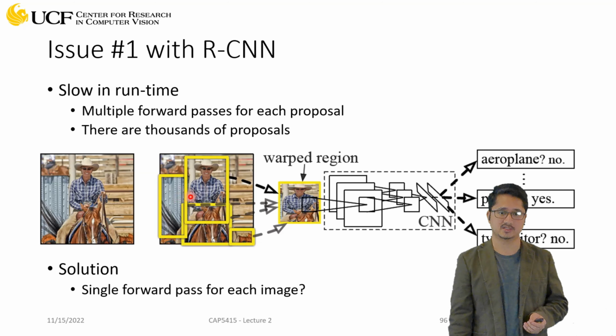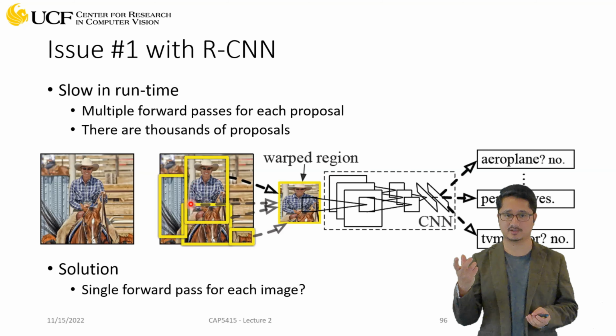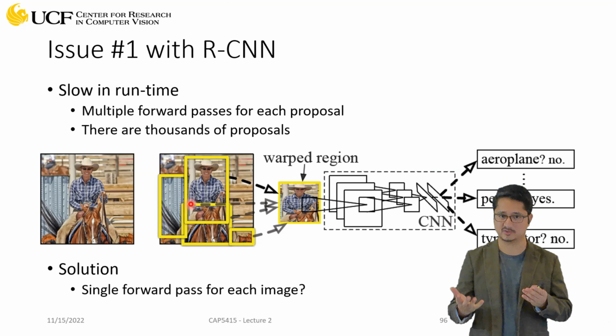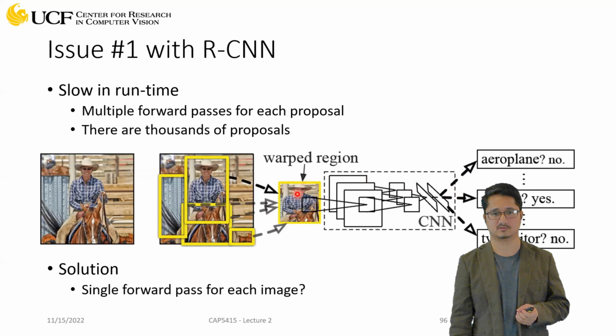And these proposals can be overlapping. There could be a lot of overlap, because you can assume that this is a very small image, and if you're getting 2000 proposals, there is going to be a lot of overlap. And what we discussed earlier in RCNN, for each proposal, you're actually extracting a feature, right?